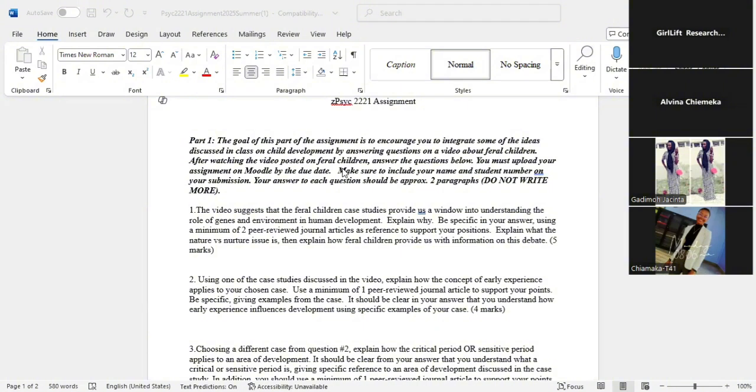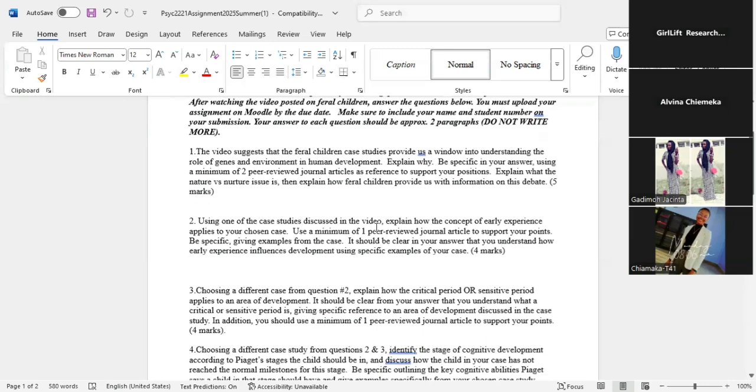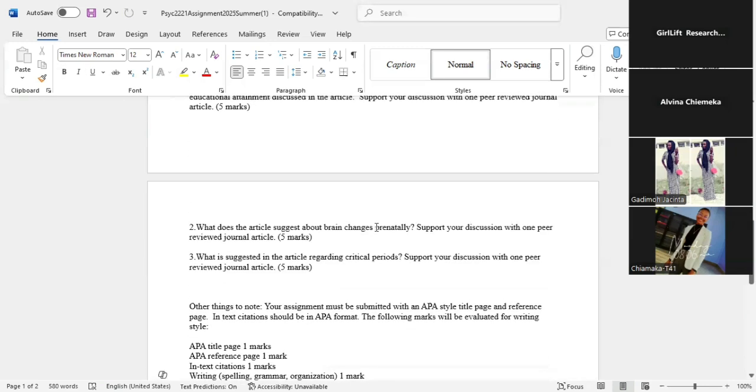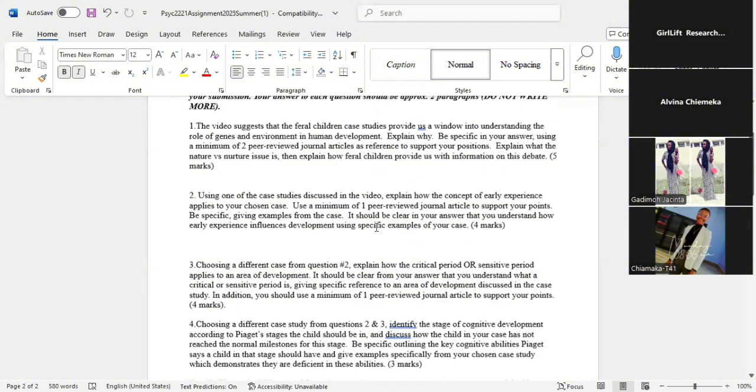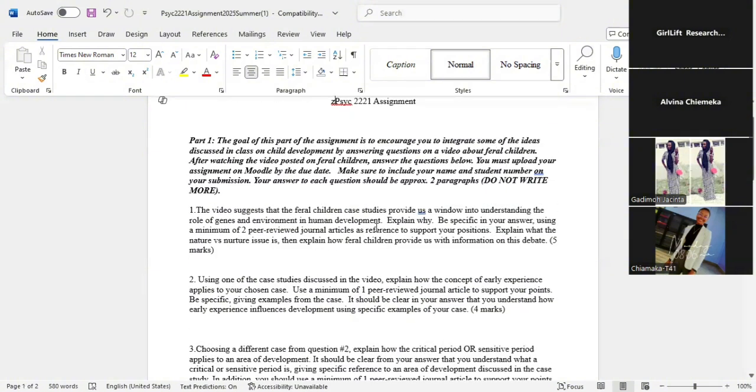So if you look at this brief, this is Psychology 221 as the title, and then we have part 1, and in this part 1 we have about 4 questions, and then we have part 2, right? Okay, so if we look at it, part 1 says the goal of this part of the assignment is to encourage you to integrate some of the ideas discussed in class on child development by answering questions on a video about feral children. After watching the video posted on feral children, answer the questions below, right?